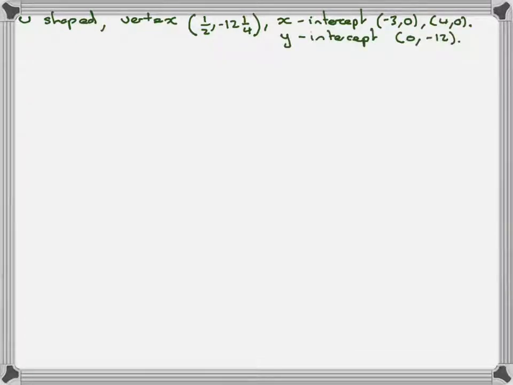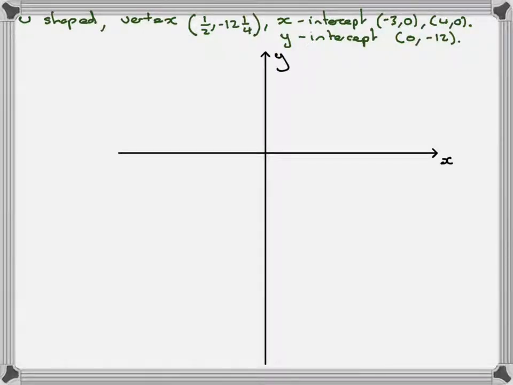Now, best to do a sketch on a plain piece of paper. So it's U-shaped. The vertex is at (1/2, −12¼). The x-intercepts are (−3, 0) and (4, 0). And the y-intercept is (0, −12). With a ruler, draw yourself a set of axes: a y-axis, label y at the end, x at the end. Now the graph just needs to roughly look right, so you just put the points roughly on the graph.